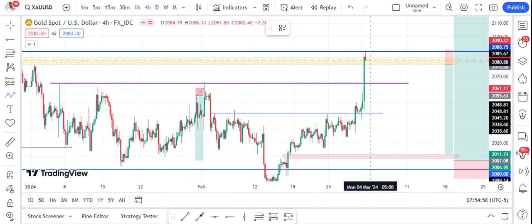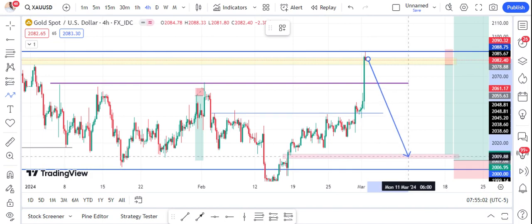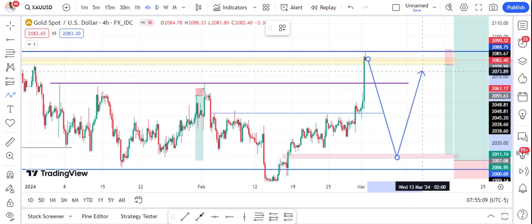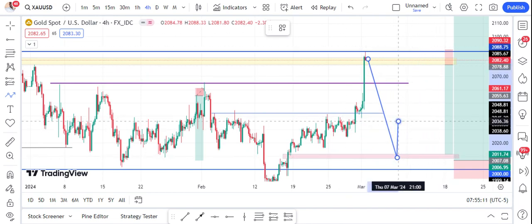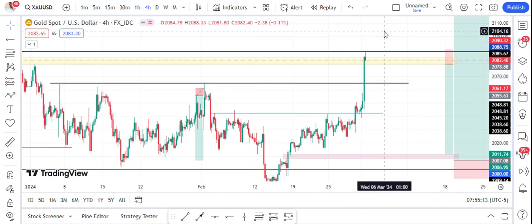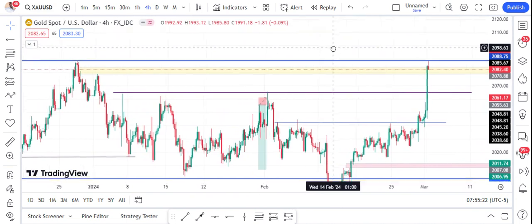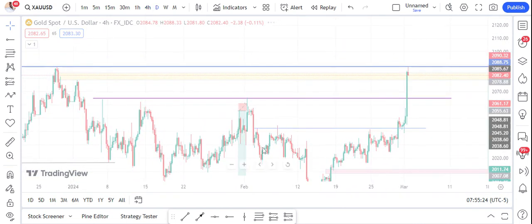But I'm expecting a retracement, that price retrace. It could come all the way down here and it may not. I'm still sitting on the fence on gold. I don't know what it will be doing next, but whatever price does, I'm expecting that it still goes back up. But first, a good retracement.